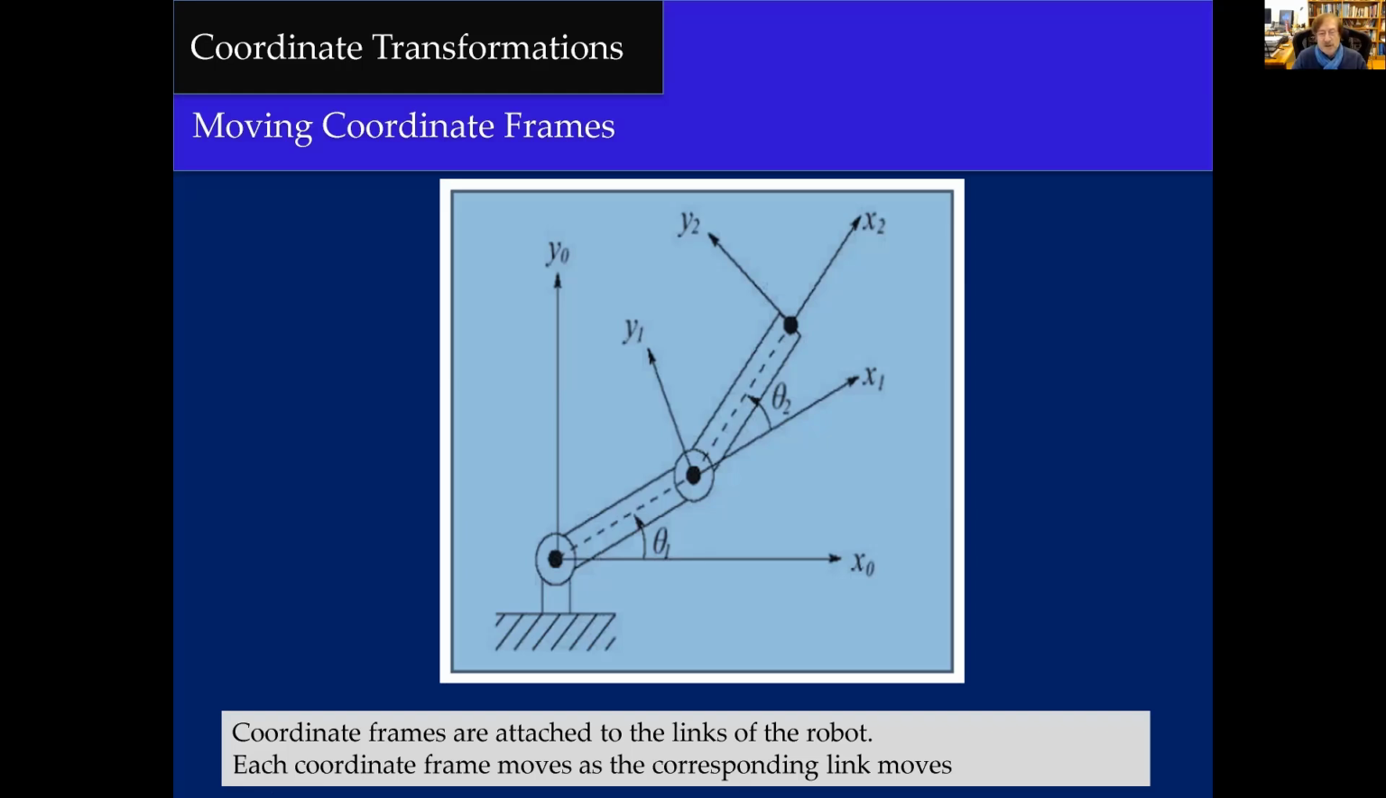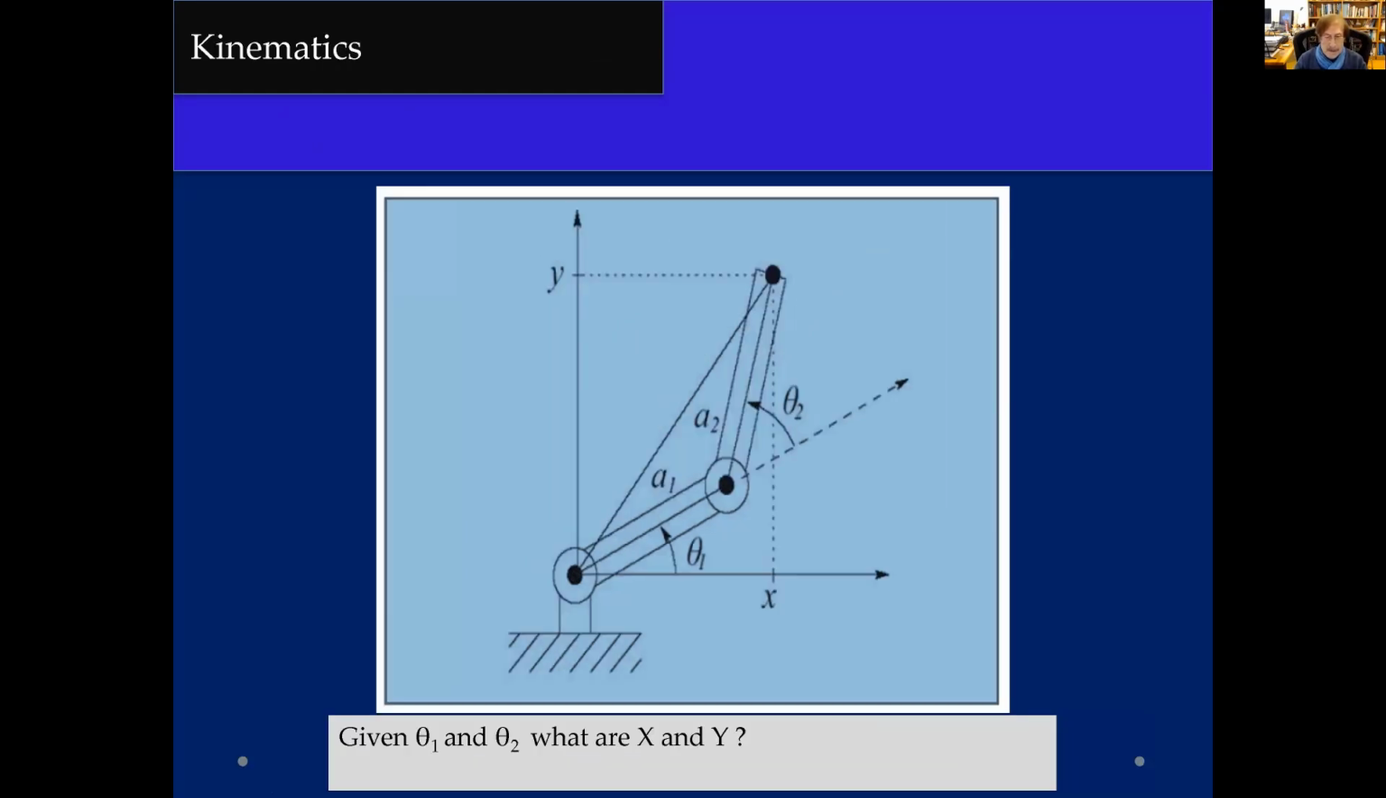Now, it is not sufficient in robotics just to talk about reference frames or coordinate frames. We should specify whether they are fixed or they are moving. Okay, so some of the problems we are going to encounter. For instance, if we know the angles theta 1 and theta 2, can we figure out what x and y are?